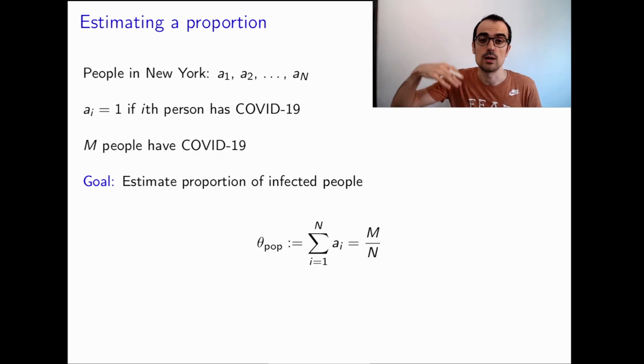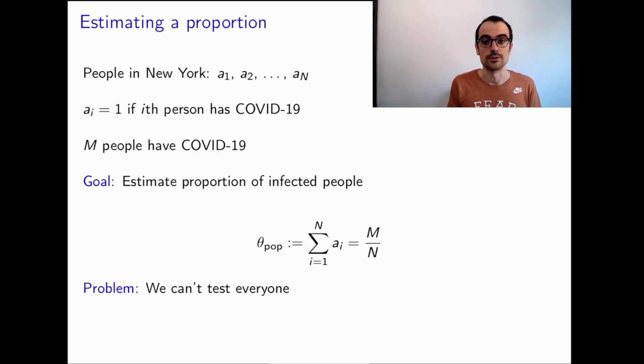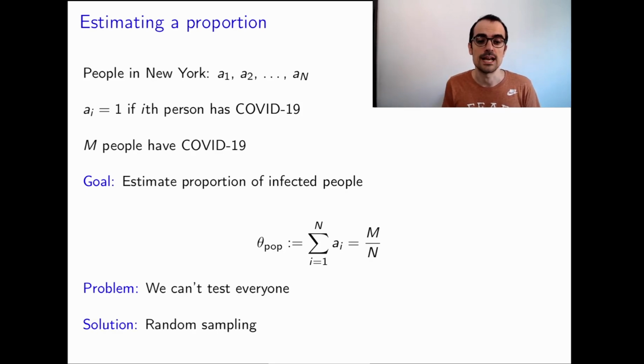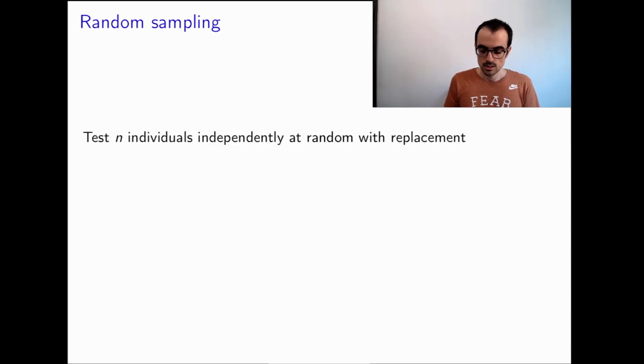What could we do? We could go ahead and test everyone. But of course, that would not be feasible, either financially or practically. So instead, what can we do? Well, we can do the same thing as before. We can select a subset of n people from the population and perform random sampling. Again, we're going to pick n individuals independently at random, uniformly from the population, with replacement. That means that we could test someone twice, potentially, or more times.